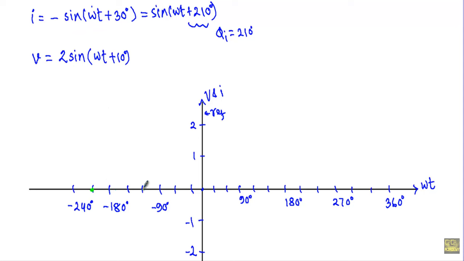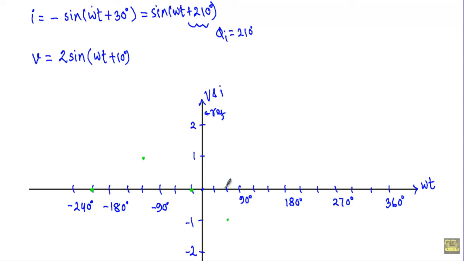0, 30, 60, 90. At this point, our alternating current will have its positive maximum. From this point to 90 degree, I will get 0 value. 0, 30, 60, 90. So, see the angular displacement between this point will be 180 degree with respect to this origin. Okay, now see from this point to another 90 degree, our alternating quantity will have its negative maximum value.